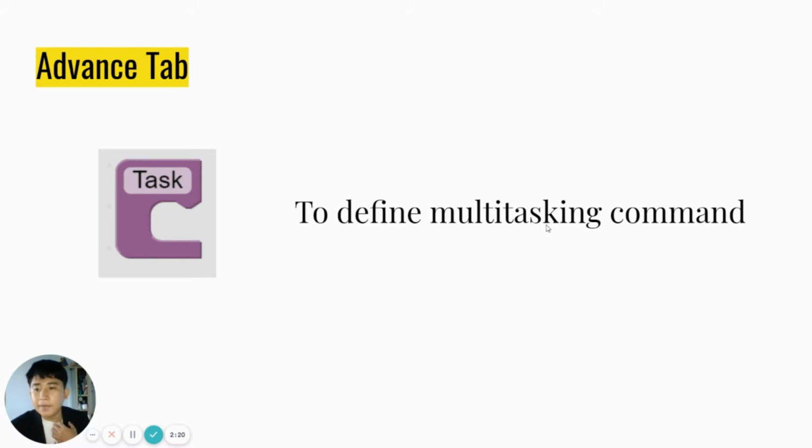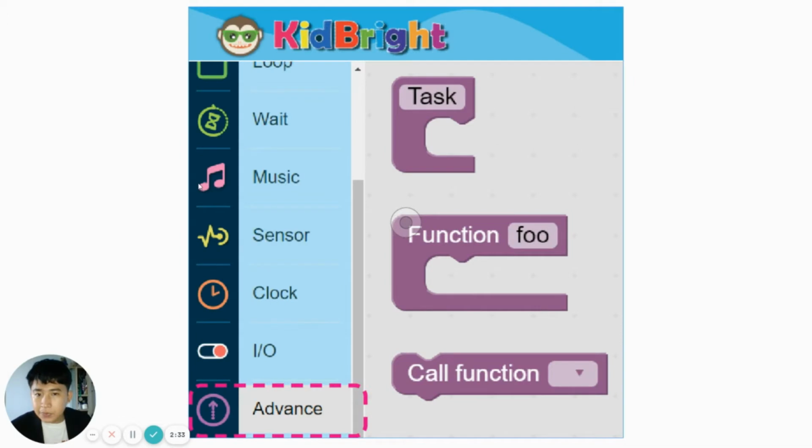So for example, if you want to turn the lights on or off, you can put those 2 tasks in this tab, in this command. We can rename this. Later I will show you.